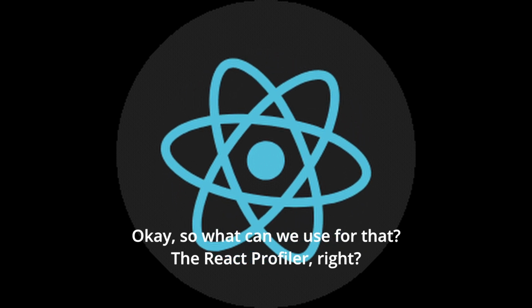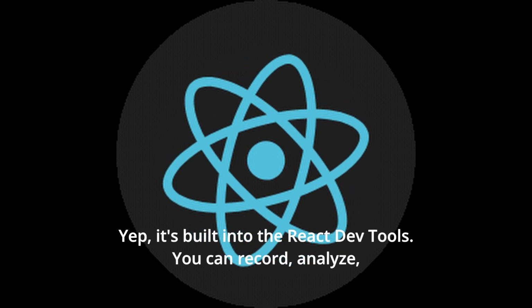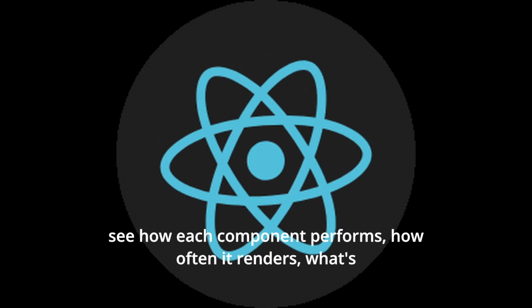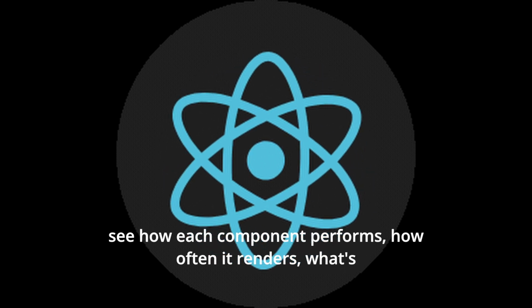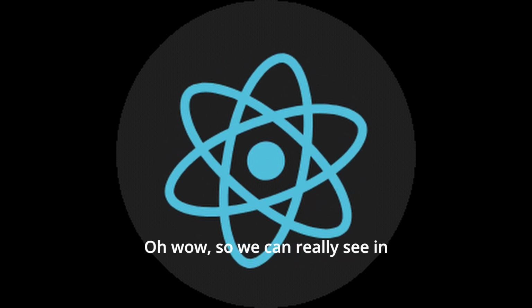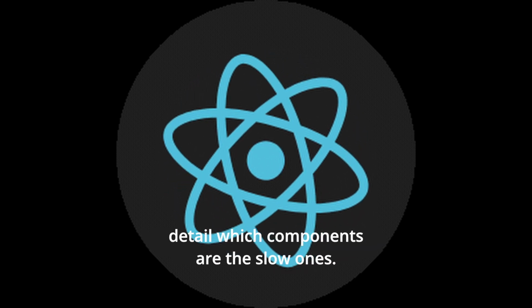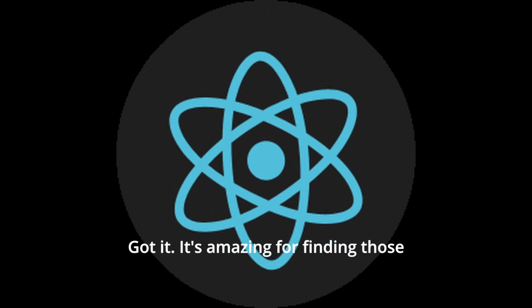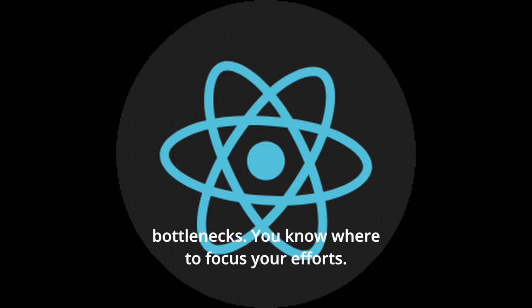Okay, so what can we use for that? The React Profiler, right? Yep. It's built into the React DevTools. You can record, analyze, see how each component performs, how often it renders, what's triggering it. It's like an EKG for your app. Oh, wow. So we can really see in detail which components are the slow ones. Got it. It's amazing for finding those bottlenecks. You know where to focus your efforts.